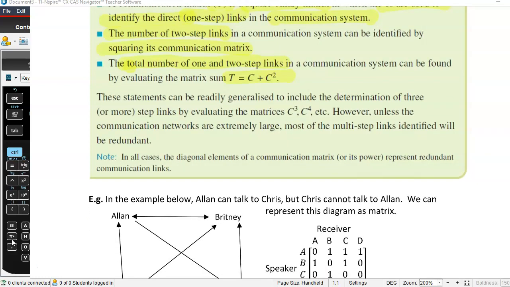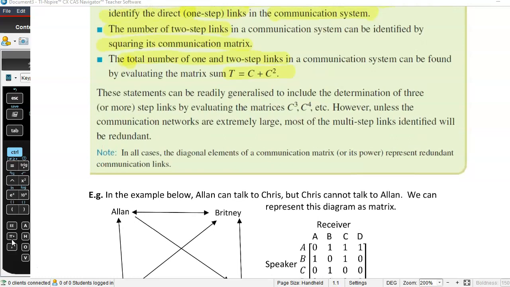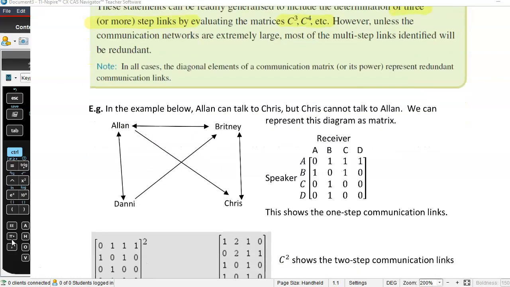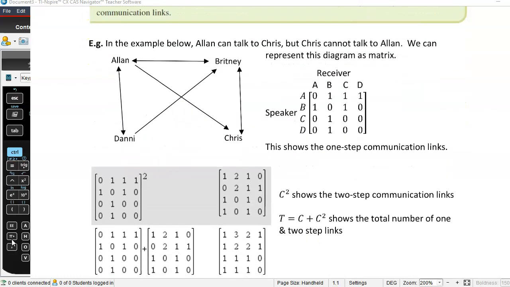We can also determine three or more step links by looking at C cubed and C to the power of 4, but that's going a bit beyond what we're doing in further maths.